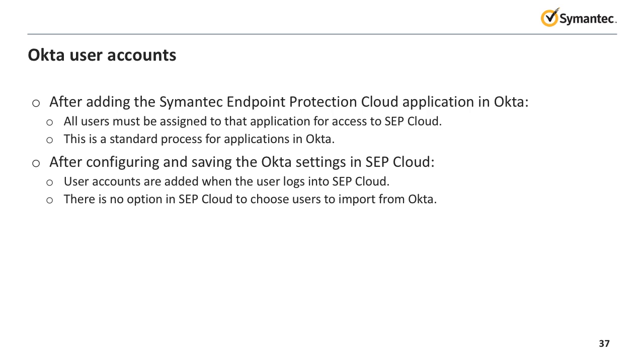After adding the Symantec Endpoint Protection Cloud application in Octa, all users must be assigned to that application for access to SEP Cloud. This is a standard process for applications in Octa. After configuring and saving the Octa settings in SEP Cloud, user accounts are added when the user logs into SEP Cloud. There is no option in SEP Cloud to choose users to import from Octa.